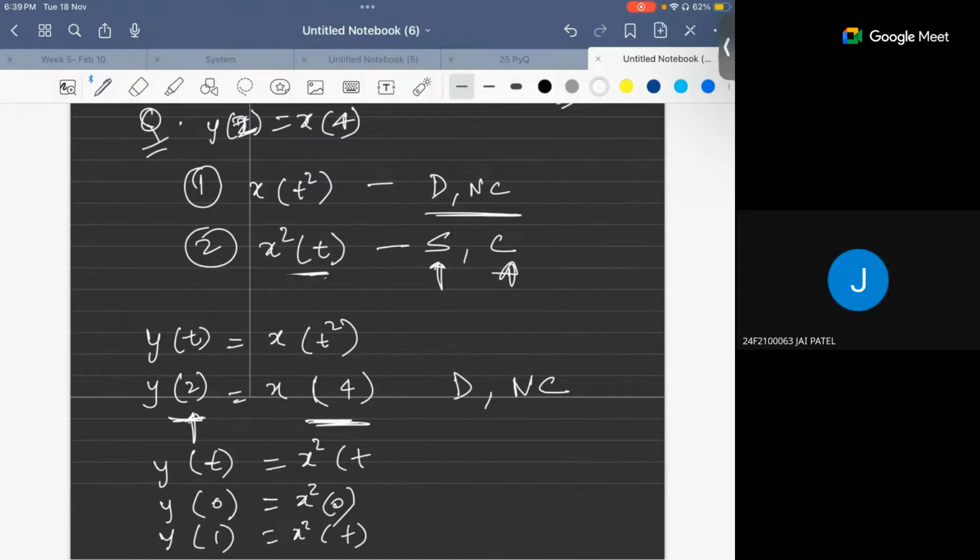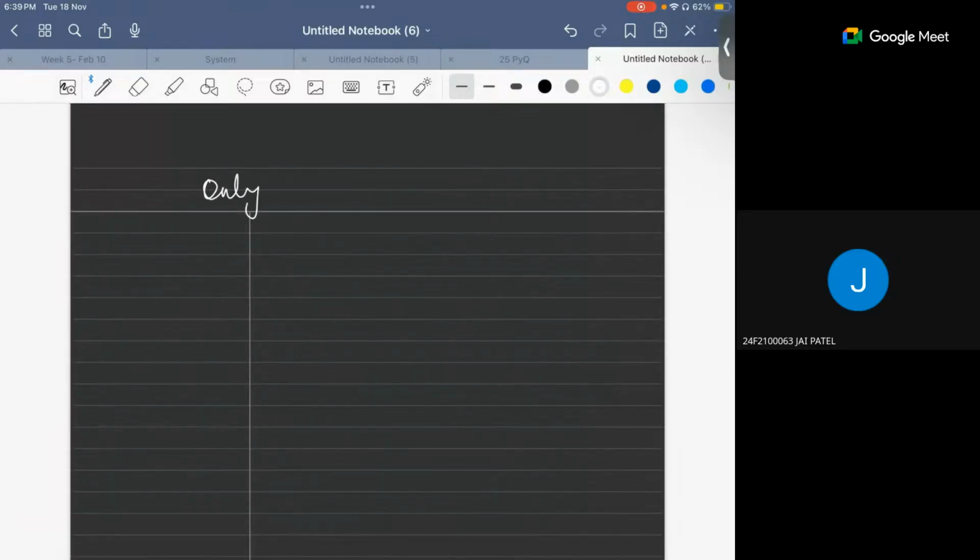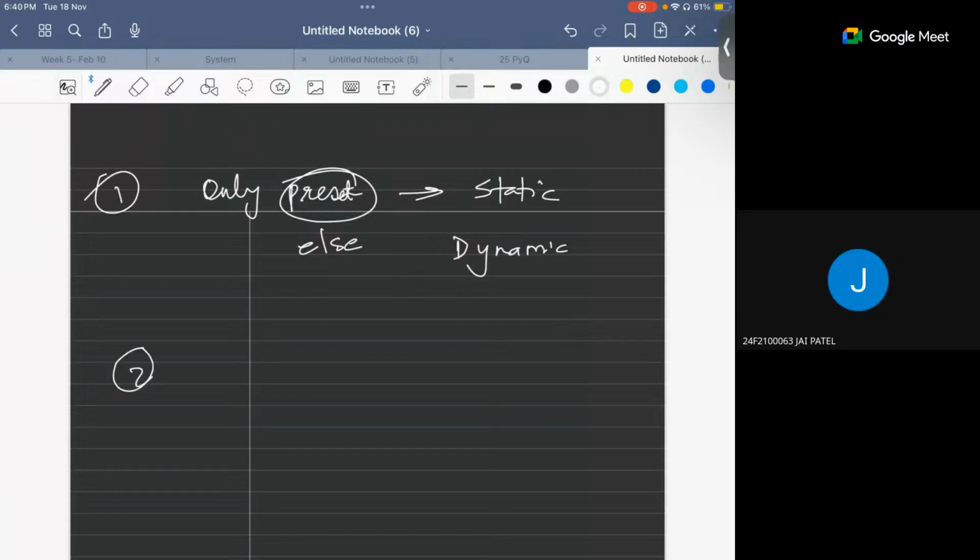Is this clear? Yes, sir, clear. So for example, if only present is given, then for sure it will be static, because present means no data, you don't need data to store. So only present, static. Otherwise, all the cases are dynamic. The second case, if you are able to see a future thing in the system, for sure it is non-causal. Else, it is causal.